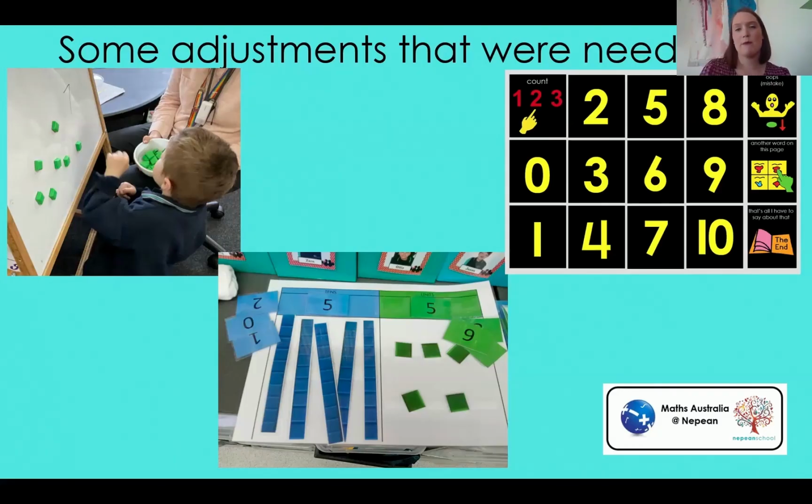We also had some adjustments to the order of teaching. Usually with Maths Australia, students learn 0 to 9, and then you go on and do place value, and then you introduce the integers. For our students, particularly my functional students at the time, we focused on 0 to 5, and then we introduced the coloured integers, because I found that having that other colour really aided them.